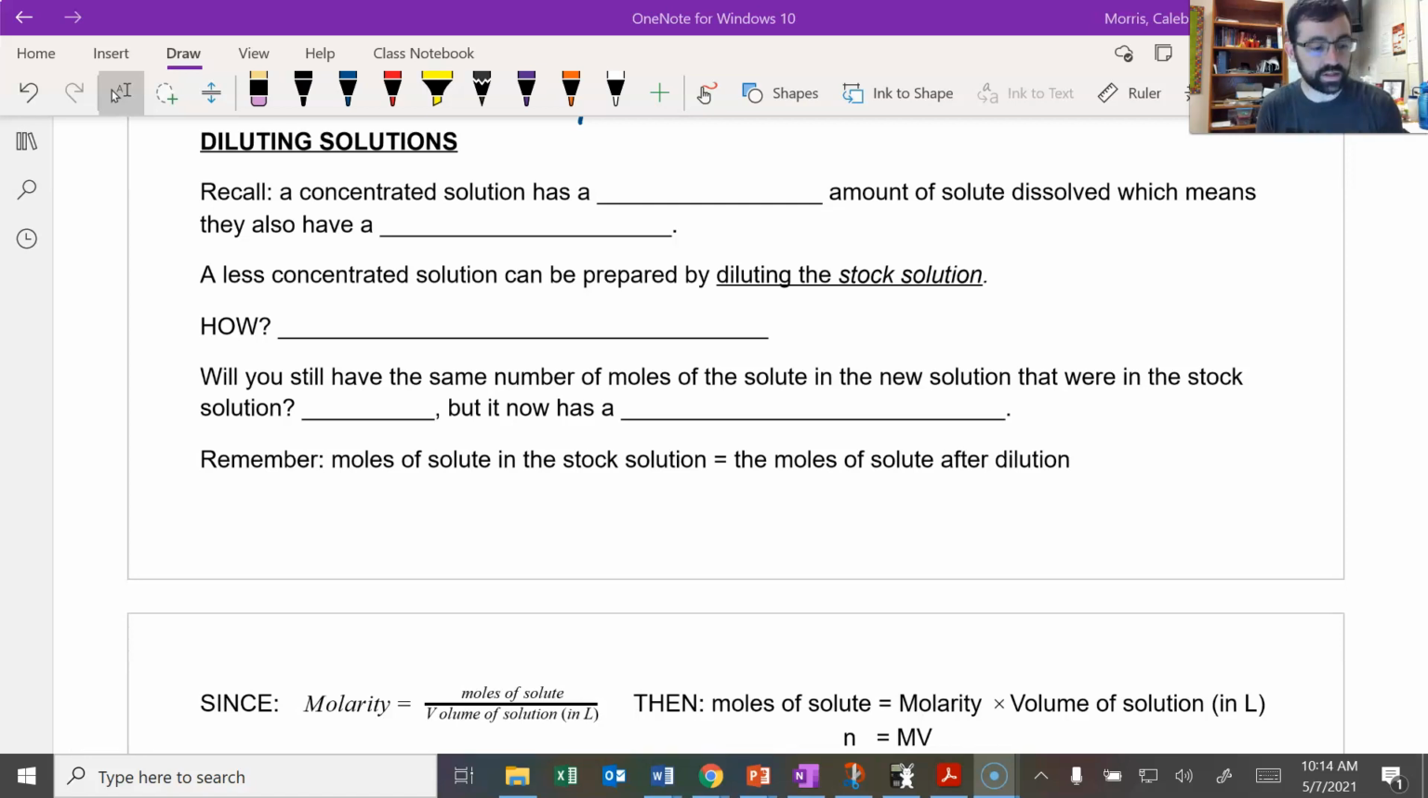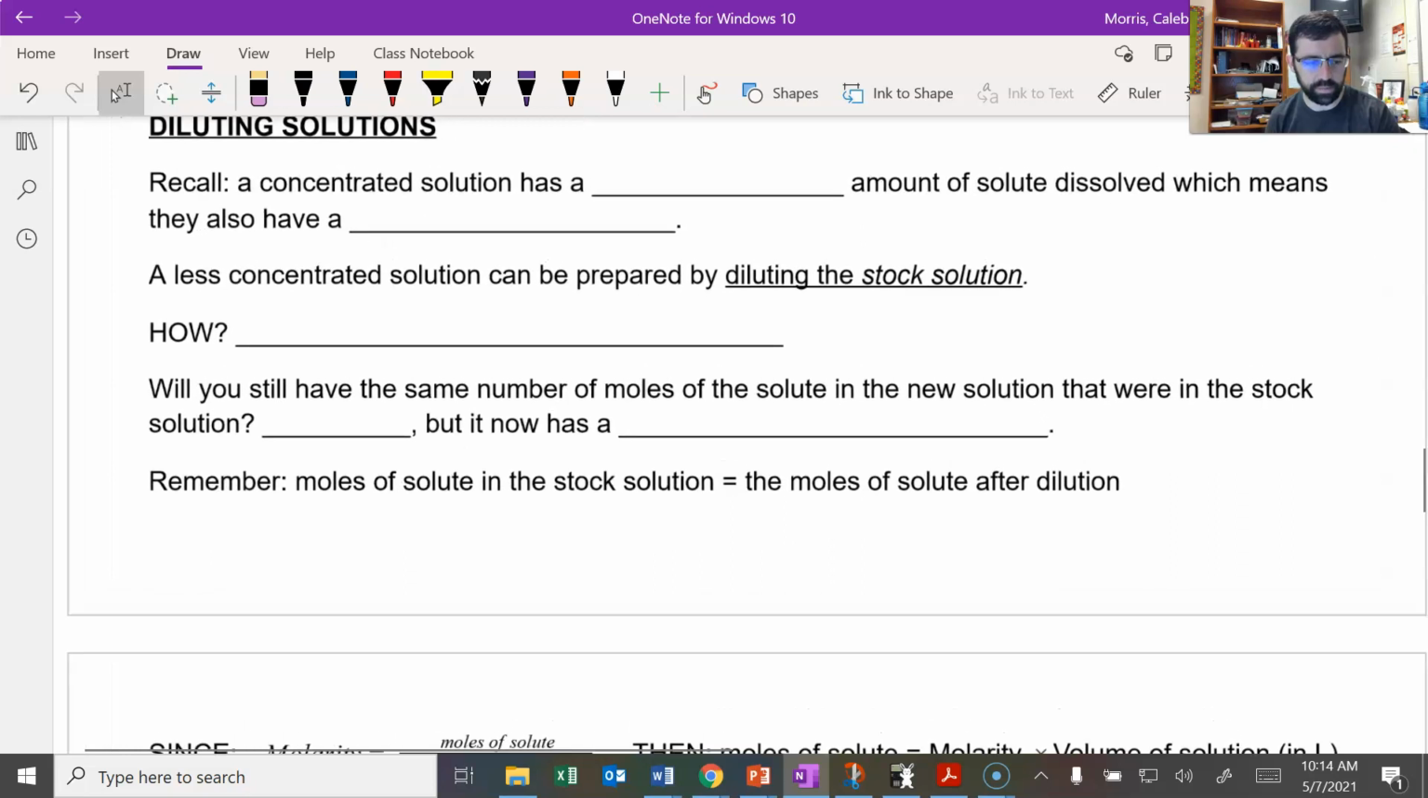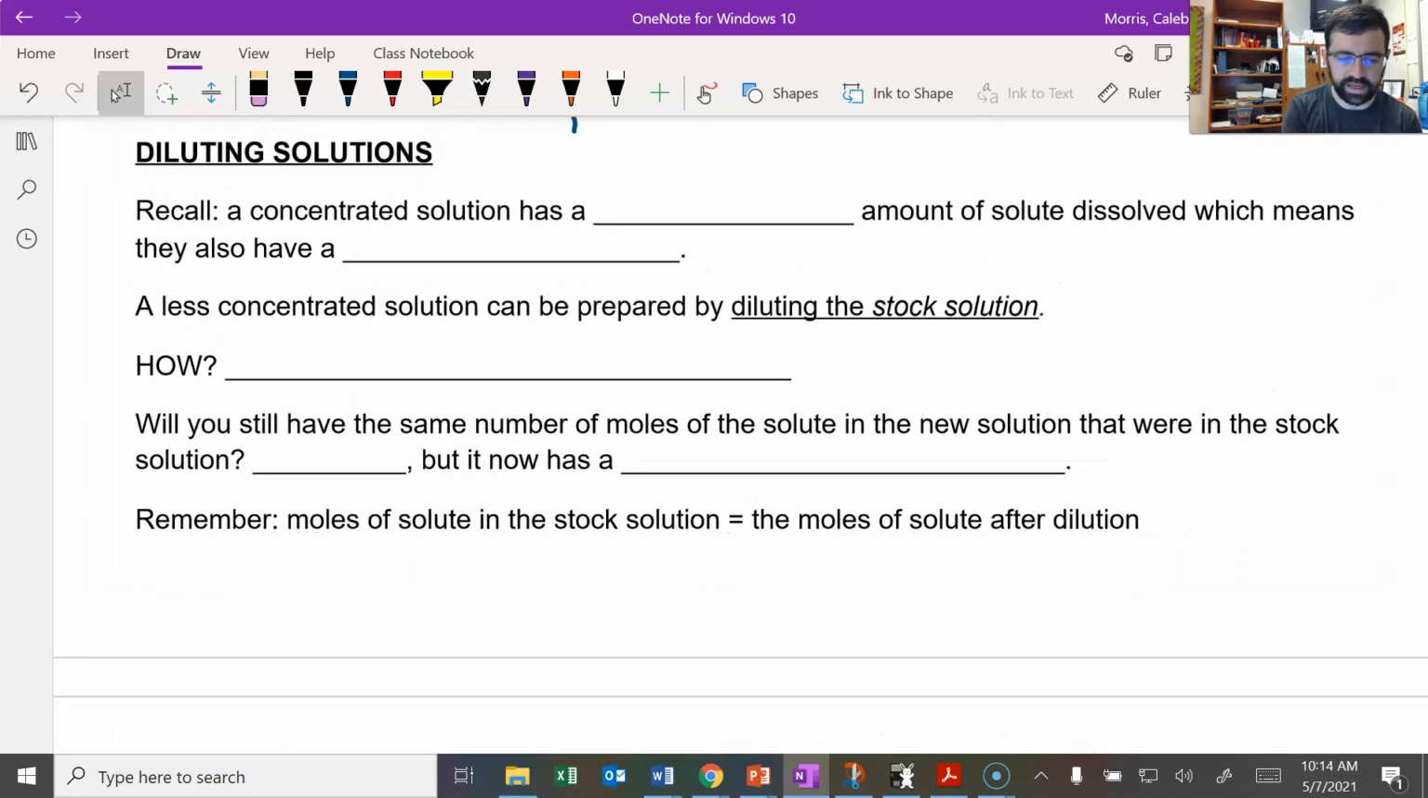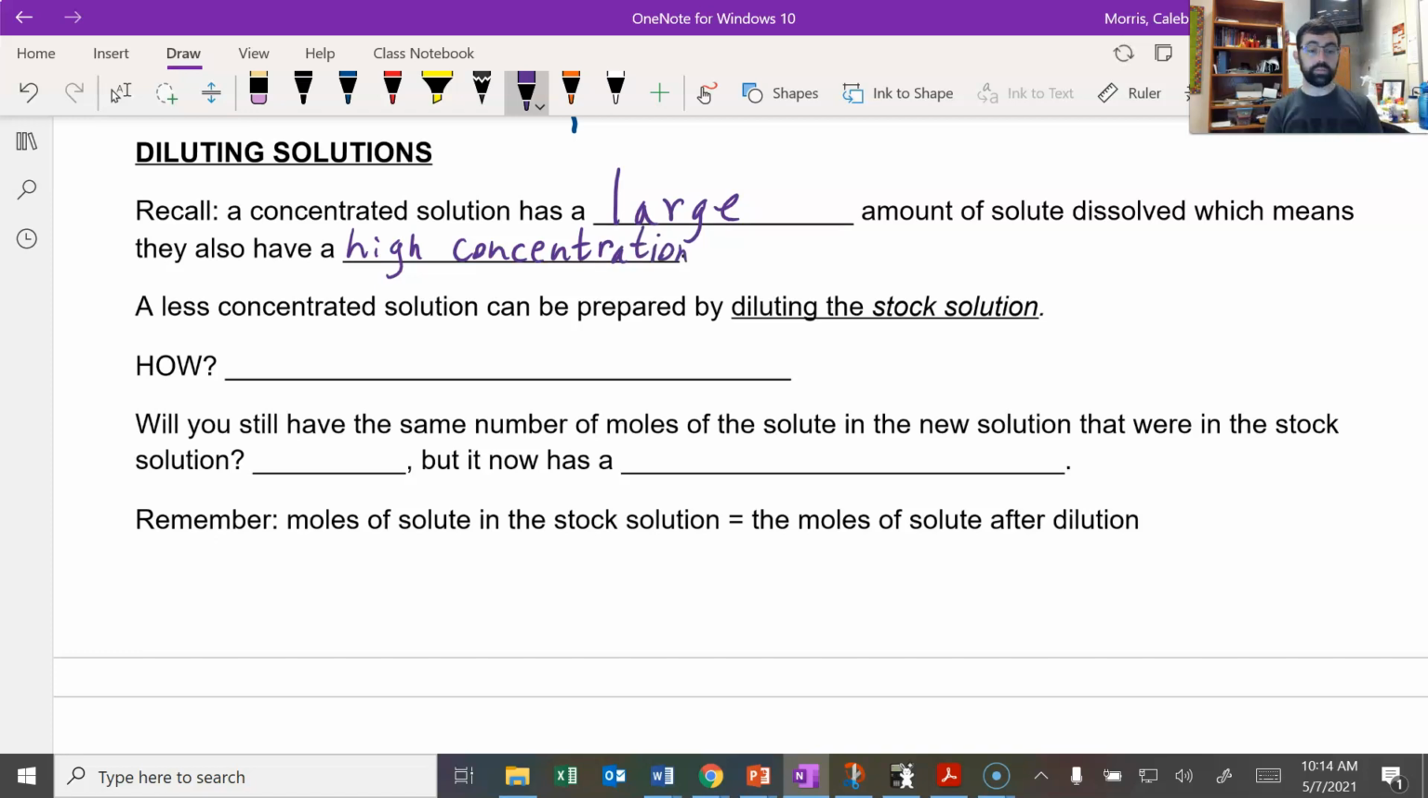Alright, this is our last video on solutions, and we're talking about diluting solutions. So recall a couple of definitions. A concentrated solution has a large amount of solute dissolved, which means it also has a high concentration. Or it could be that it's got a very small volume, which would lead to a high concentration. But it's got a large amount of solute for the amount of solvent there is.